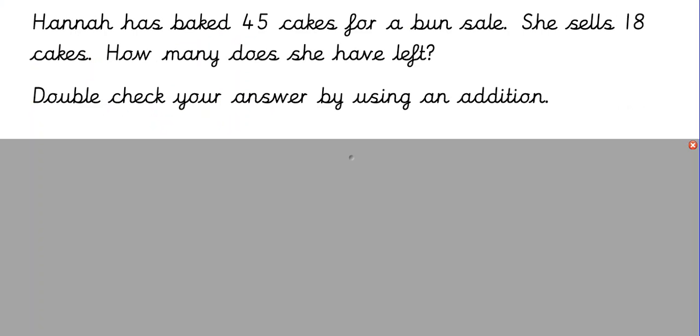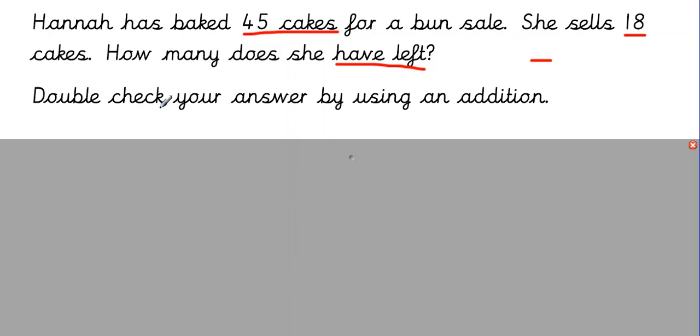Let's have a look at this one. Hannah has baked 45 cakes for a bun sale. She sells 18 cakes. How many does she have left? Double check your answer by using an addition. So again, let's break it down. She's baked 45 cakes altogether. She sells 18 of them. So if she's selling them, does that mean that she's going to have more or less at the end? It means she's going to have less, doesn't it? So that means that we're going to have to do a minus. So we're going to have to do 45 minus 18, okay, to work out how many she has left at the end.